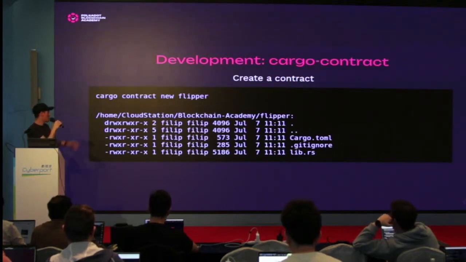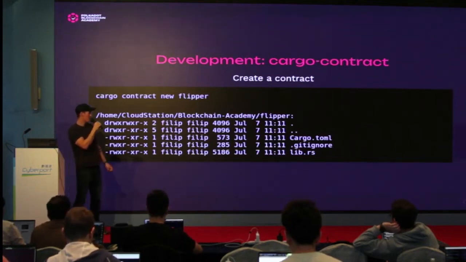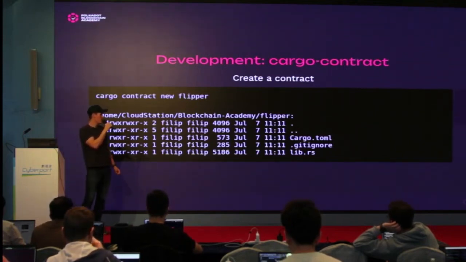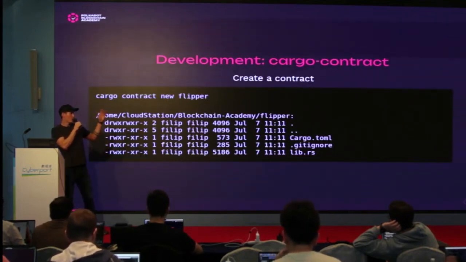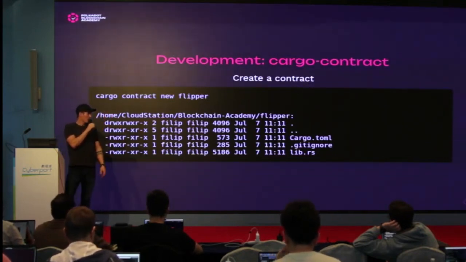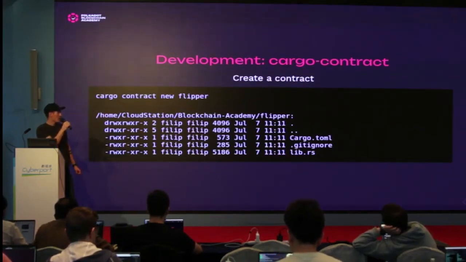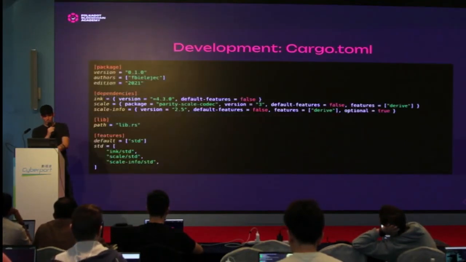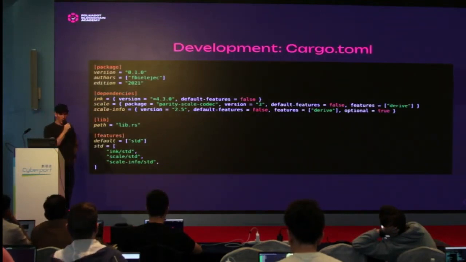Cargo contract can also build a starting template for a smart contract. So this is going to feel pretty similar to any other Rust project you might build. It's going to generate a Cargo.toml file and a lib.rs file where the smart contract code lives. And here's an example.